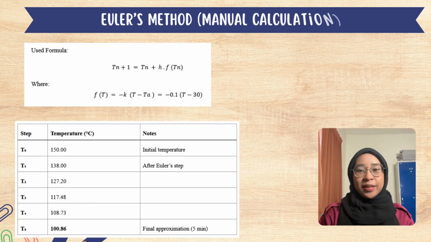First, we use Euler method with the formula Tn plus 1 equals Tn plus h times f of Tn. The function f of T equals negative k times T minus Ta, or in this case, negative 0.1 times T minus 30. Using this, we calculate the temperature at each minute. As shown in the table, we started with 150 degrees Celsius and ended at 100.86 degrees Celsius after 5 minutes.